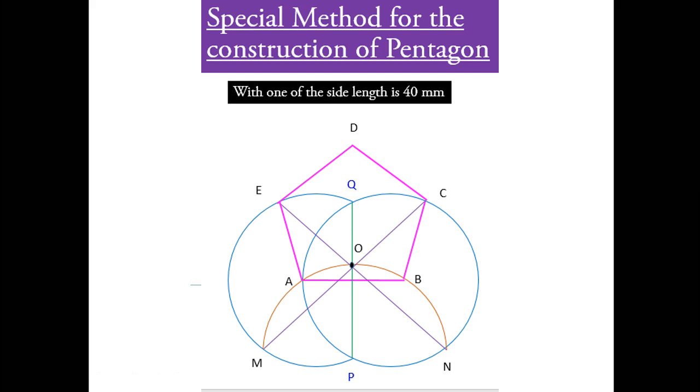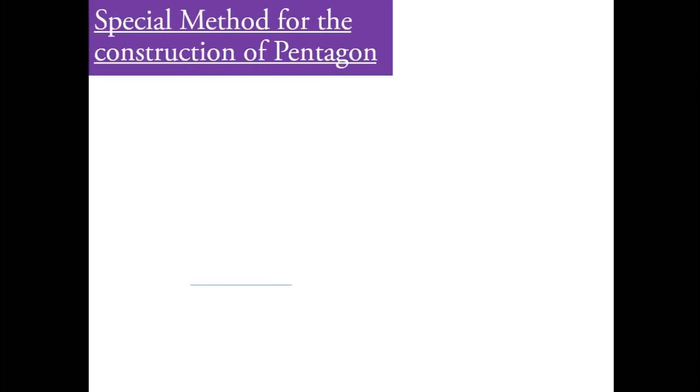In this video, I'm going to explain the procedure to draw the pentagonal structure by using a special method. Basically, there are three to four different ways to draw the pentagonal structure. Out of that, one of the methods I'm going to cover in this video. So let's start. The name of this method is the special method.